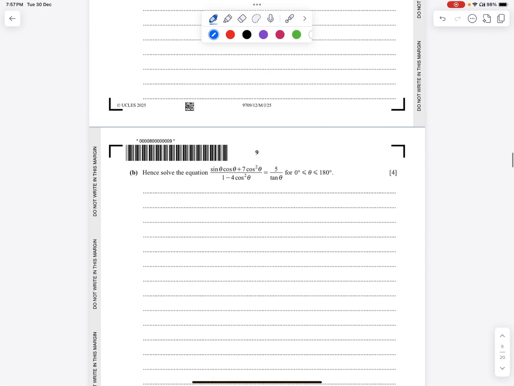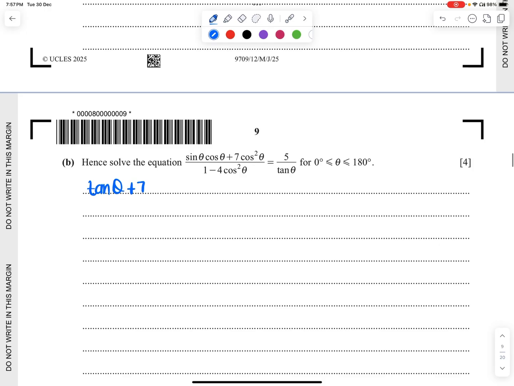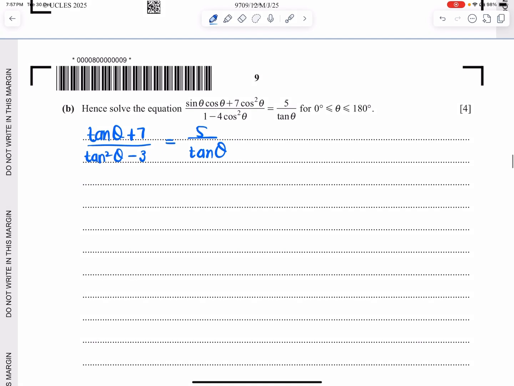I'll say tan theta plus 7 over tan square theta minus 3 is equal to 5 over tan theta. The reason I'm using the left hand side is because this is in terms of tan and this is also in terms of tan and not any other trigonometric identity. So I'll just multiply tan theta, cross multiplication.